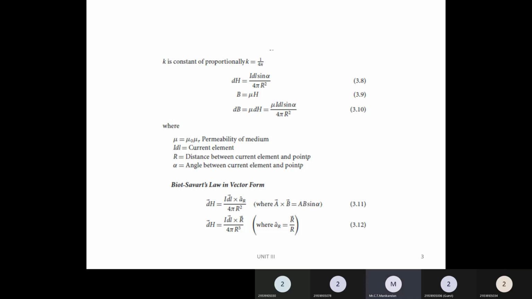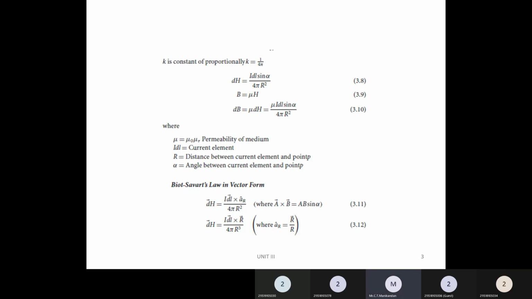Most of the students make this mistake: they substitute in magnetostatics also dH equal to 1 by 4 pi epsilon. It is not so. Here you will only have 1 by 4 pi. So see that clearly while solving problems related to magnetostatic fields.